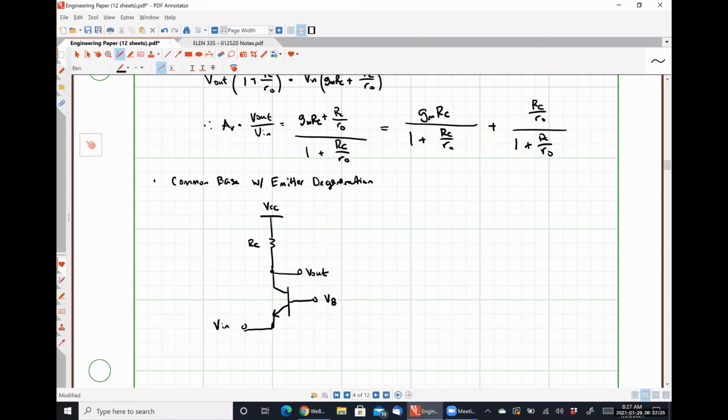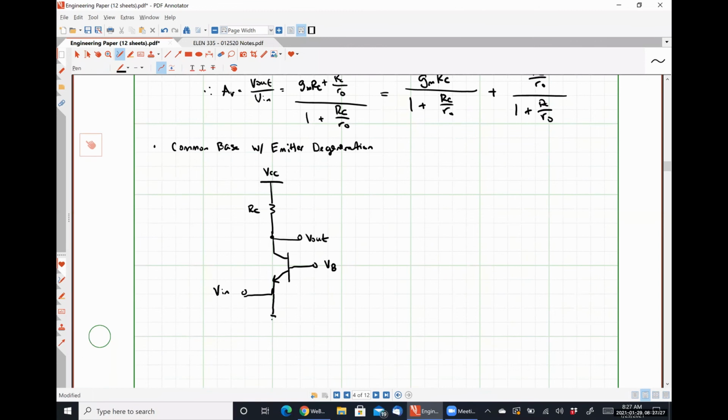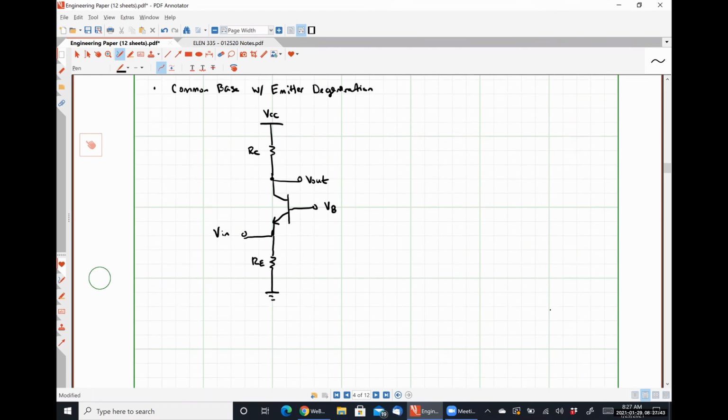Here is Vn, and then here is our emitter degeneration resistor Re. Okay. All right. So if we want to determine our amplifier parameters, we are going to get to do some simplifications here.